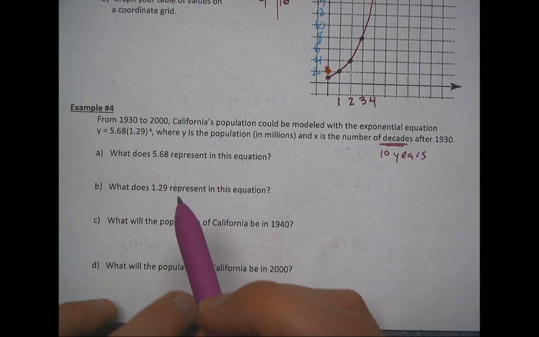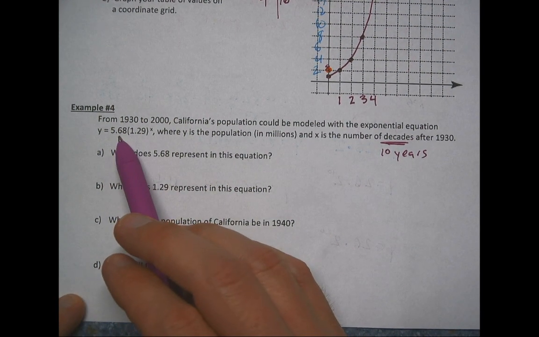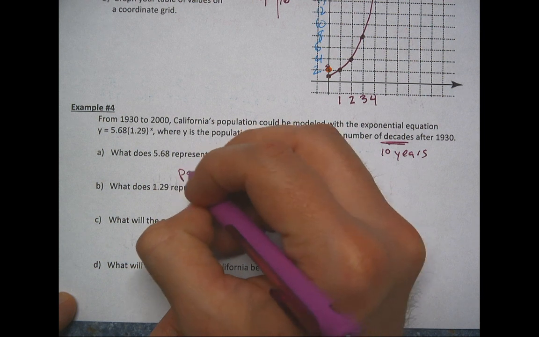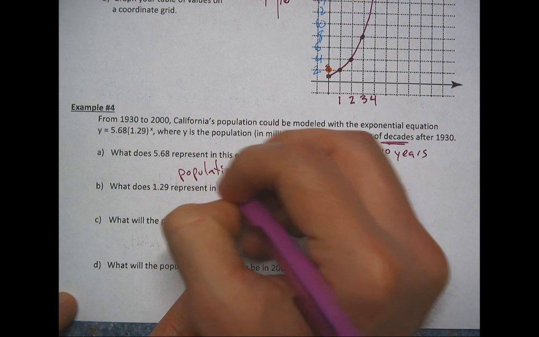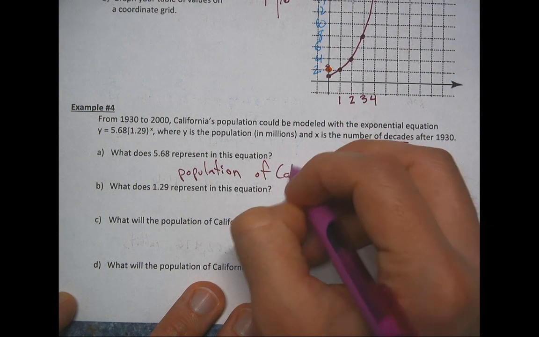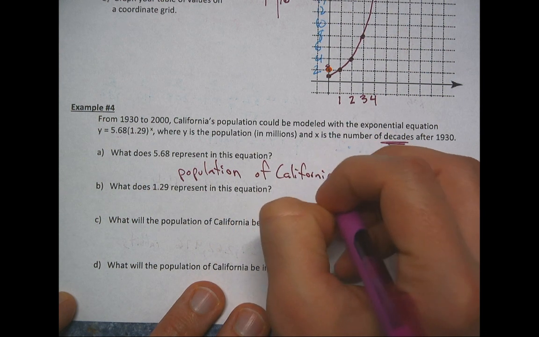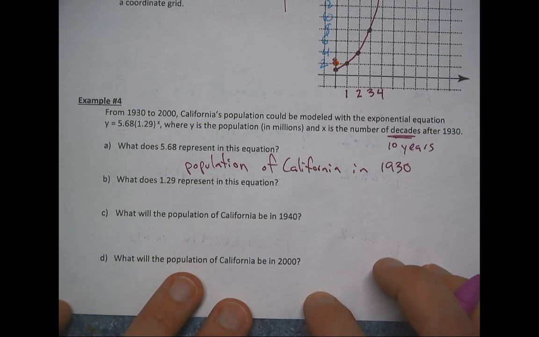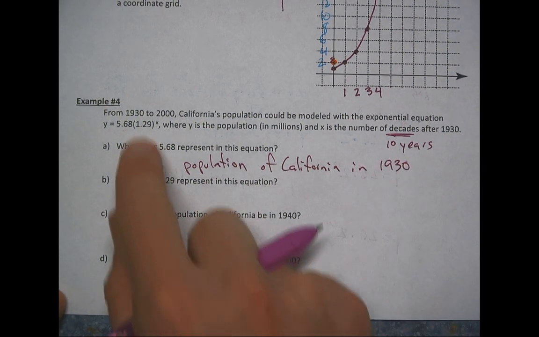So what does 5.68 represent? That's sitting there in that first spot, the B spot, which is whatever you're starting with. So that means that's the population you started with. And in this specific situation, we started in 1930. So that's the population of California in 1930. That's what you're starting with.